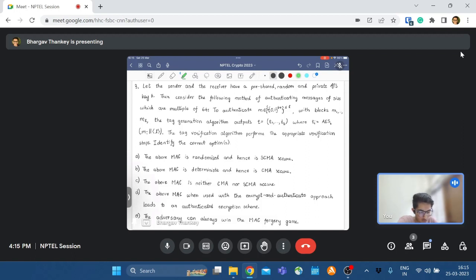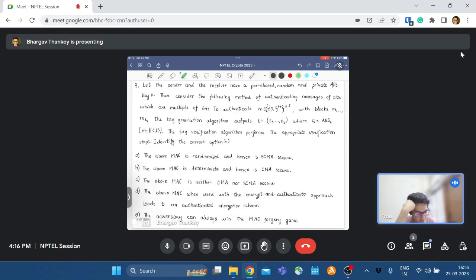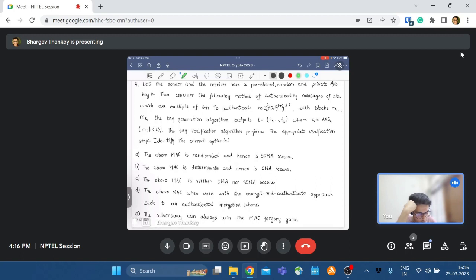Now identify the correct options. Option A is the above MAC is randomized and hence SCMA secure. Option B is the above MAC is deterministic and hence is CMA secure. Option C is the above MAC is neither CMA nor SCMA secure. Option D is the above MAC when used with the encrypt and authenticate approach leads to an authenticated encryption scheme, and the adversary can always win this MAC forgery game. So which of these are correct?